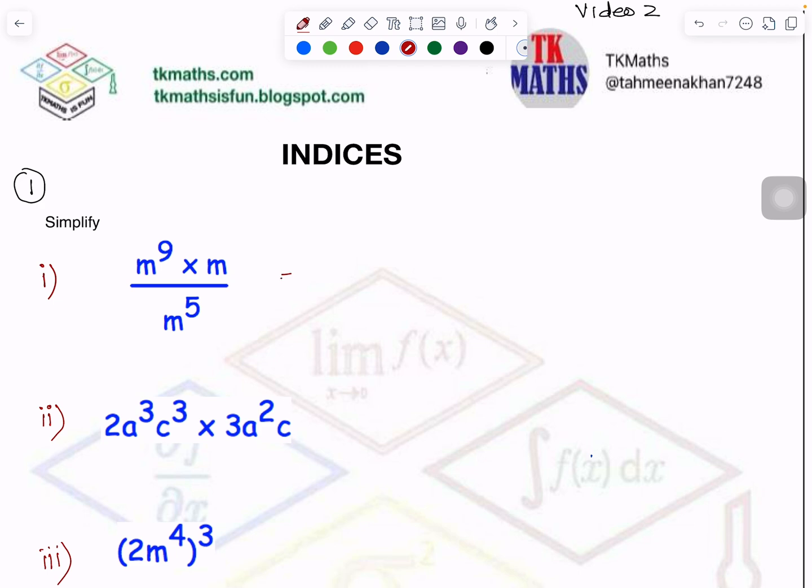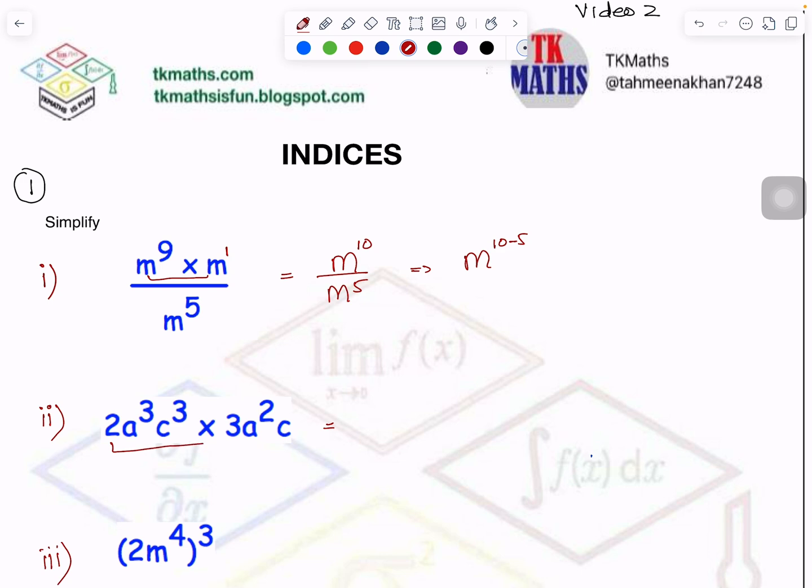Okay, so here if I see in case number 1, bases are same, so I will add the power first. When there is no power, it is 1. So m power 9 plus 1 is 10. And now bases are same, there is division. So powers will be subtracted. And we have seen it is 10 minus 5. Right.